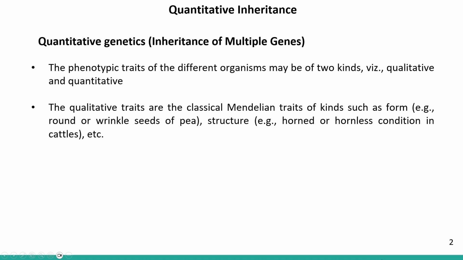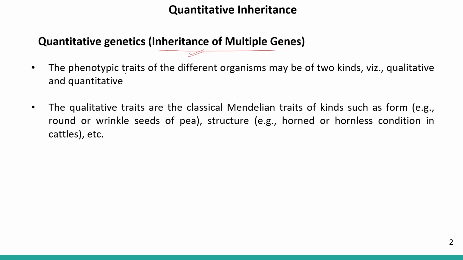Quantitative inheritance. What is the meaning of quantitative inheritance? That is inheritance that is controlled by multiple genes, right? Multiple genes. In the case of Mendelian inheritance, we have seen that the inheritance was controlled by a single gene having two or more than two alleles.